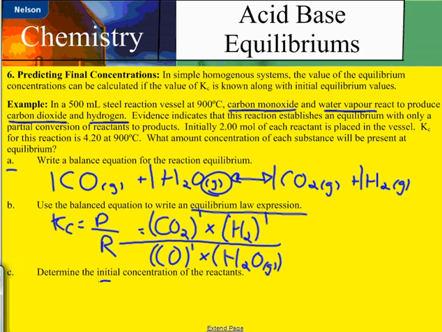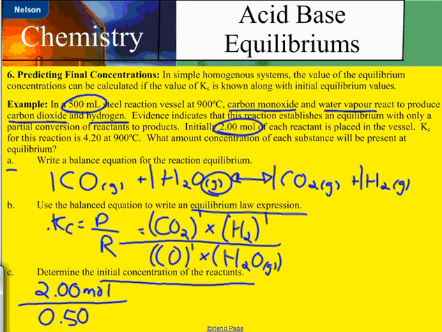Determine the initial concentration of the reactants. It tells us that 2 moles are placed in a 500 milliliter steel container, and we always have to substitute in moles per liter when we're using the equilibrium expression. So my first step is to convert that to moles per liter. So 2 moles divided by 0.500 liters gives me 4 moles per liter.